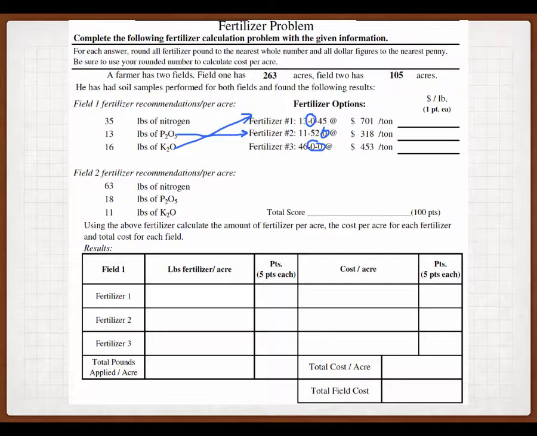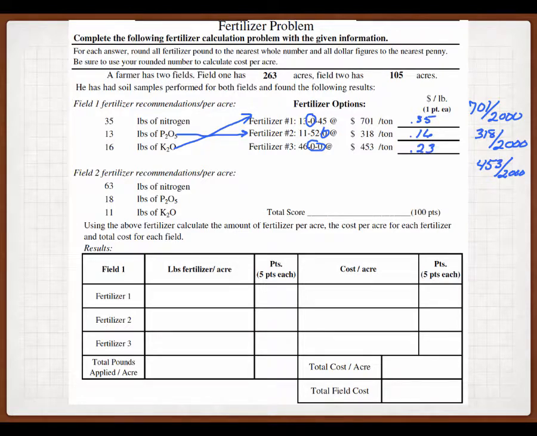So first thing we're going to do is convert our price per pound. We have 701, which we're going to divide by 2,000, and we end up with 0.3505. So that's 35 cents. The next one, 318, and we end up with 0.159, so that's 16 cents. And the next one, 453, and we're going to divide that by 2,000, and it comes up with 0.2265, so that's 23 cents.